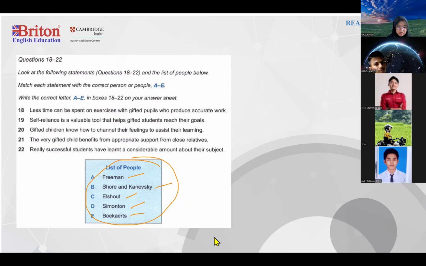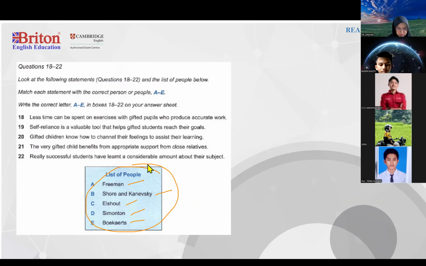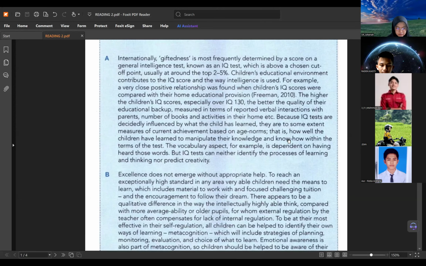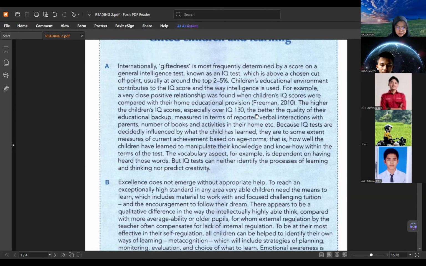Riskia, where do you find Freeman? Okay, first we have Freeman here, yeah? In paragraph 1. Let's check the statement. Is there any statement? A very close positive relation was found when children were compared with their home educational provision. The higher the children's IQ, the better quality. So Freeman says, the higher the children's IQ, the better their educational backup is. Semakin tinggi IQ seorang anak, semakin bagus latar belakang edukasinya.